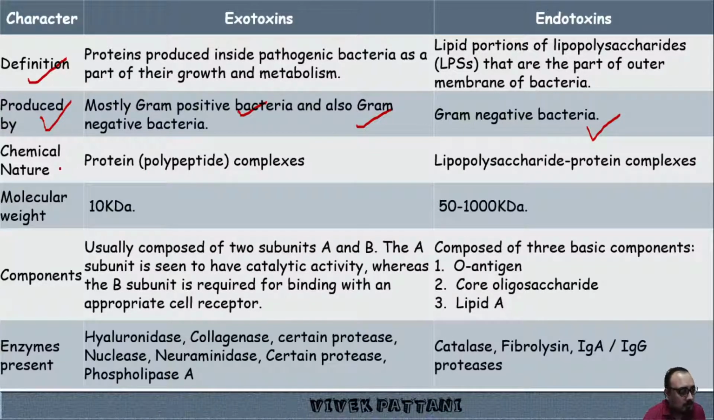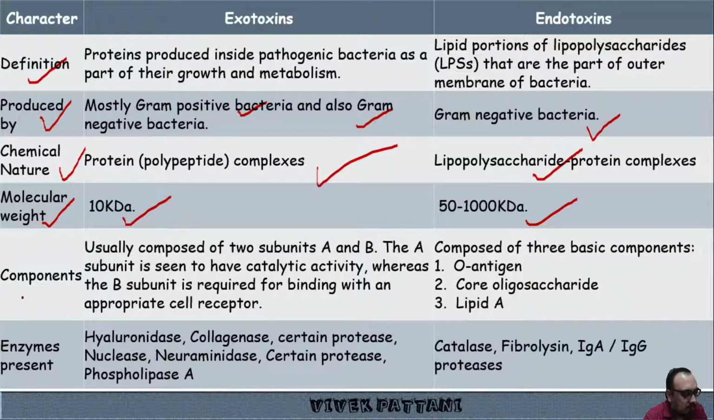Now comes the chemical nature of the toxins. Exotoxins are protein complexes of polypeptides, whereas the endotoxins are lipopolysaccharide protein complexes. Now comes the molecular weight of the toxins. For exotoxin, it is about 10 kilodaltons, just an approximate weight, whereas endotoxins range between 50 to 1000 kilodaltons.